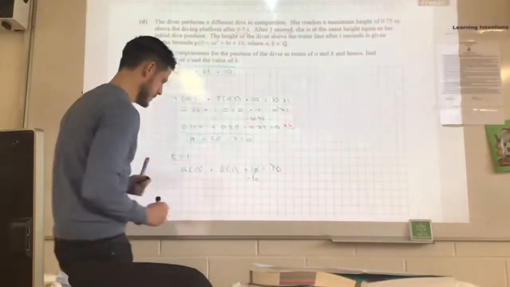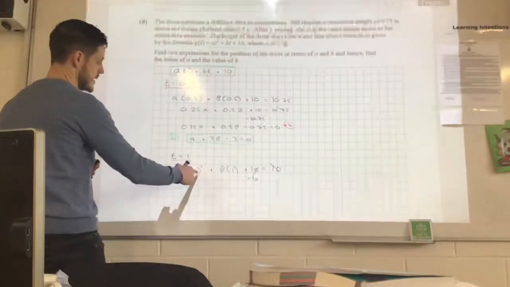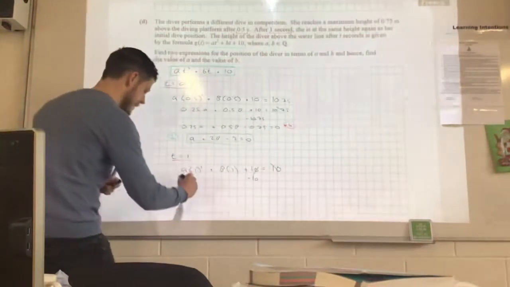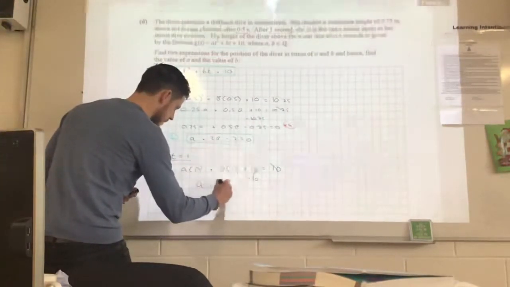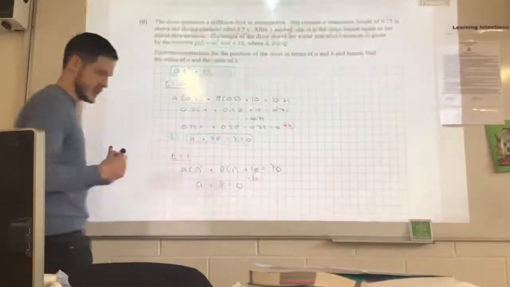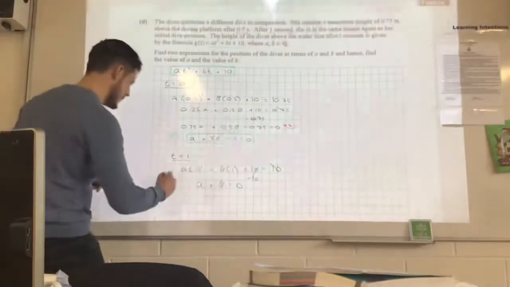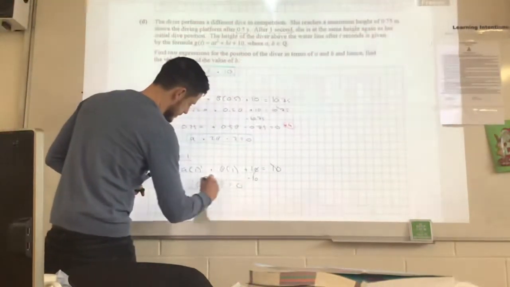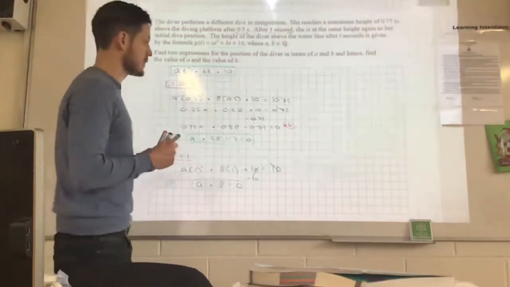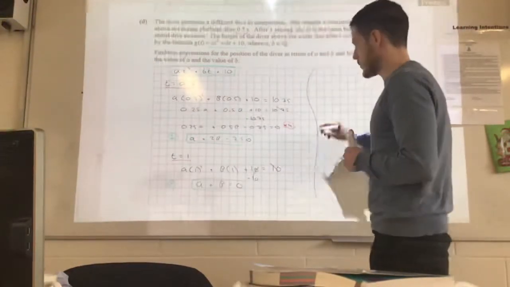They cancel. So I'm left with a squared, 1 squared is just a, because 1 squared is 1, plus b times 1 is just b, is all equal to 0. Okay, so that's all equal to 0. And that is my second equation. And now I can just solve for a and b using simultaneous equations. So let's write them out here.